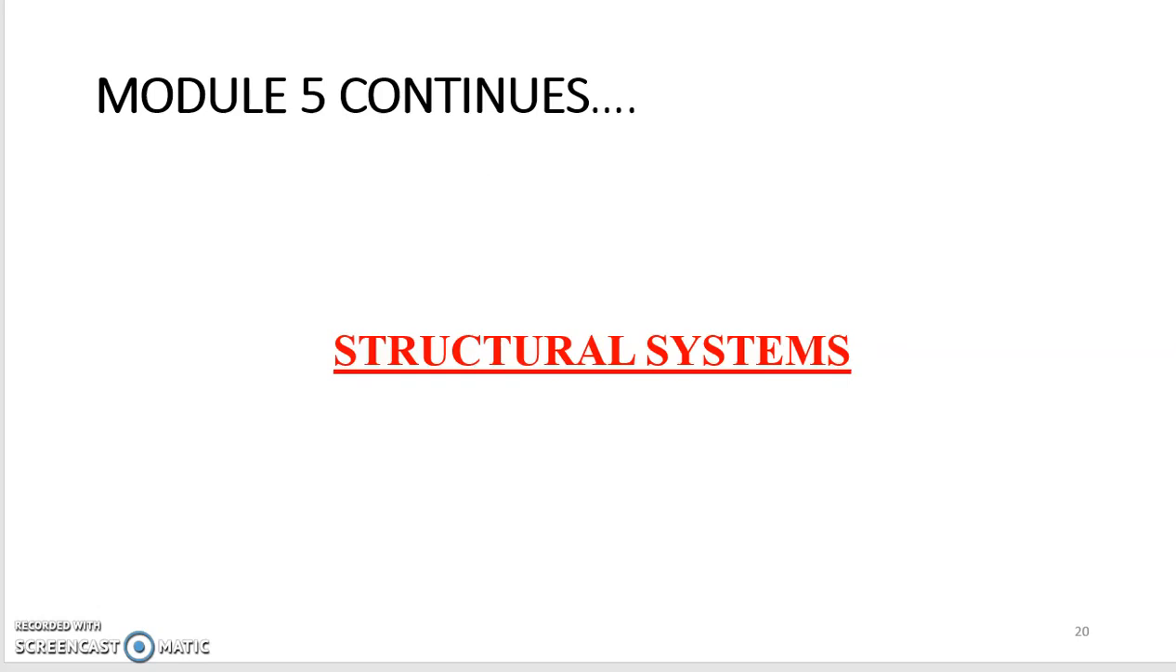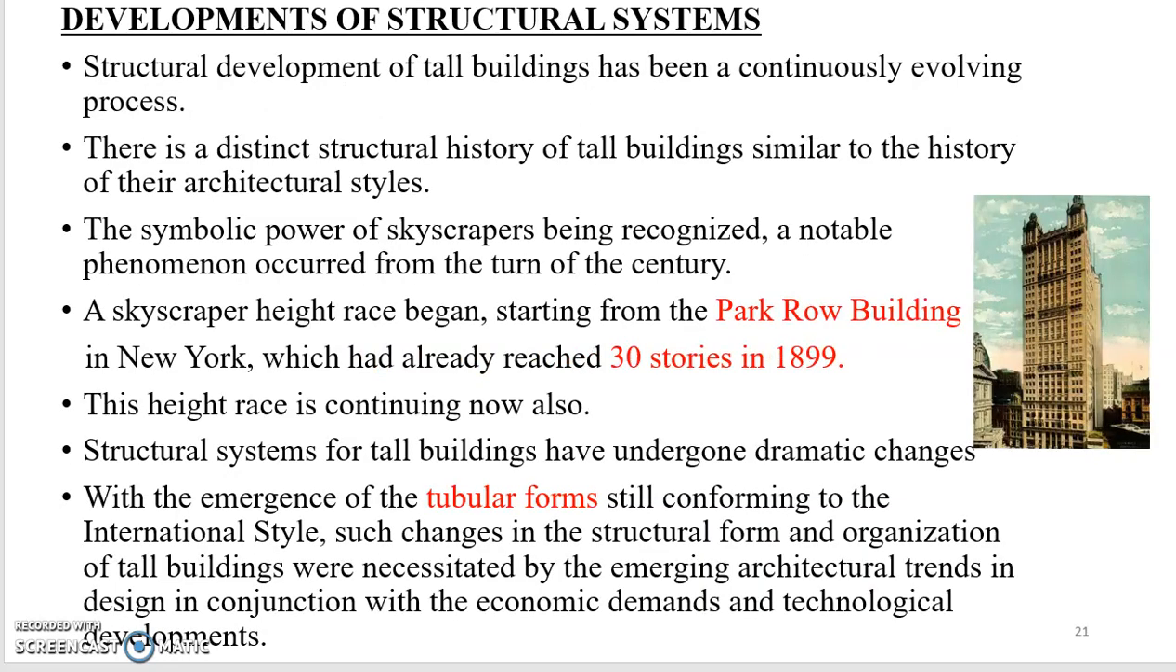Module 5 continues. Next topic is structural systems. Let's see the development of the structural system. The first structural system was developed in New York. Its name is Park Row Building, which had already reached 30 stories in 1899. So nowadays, a lot of dramatic changes have undergone and many tubular forms have been developed in the international style, which has been necessitated by the emerging architectural trends in design in conjunction with economic demands and technological developments.